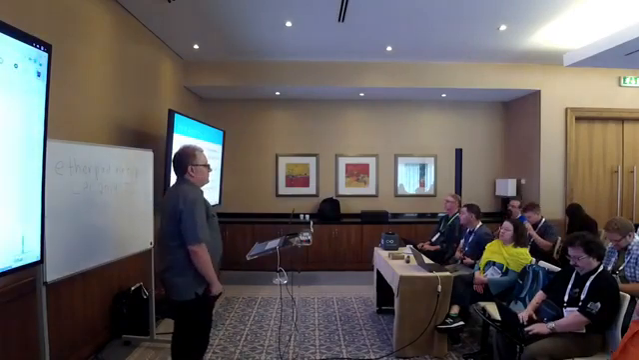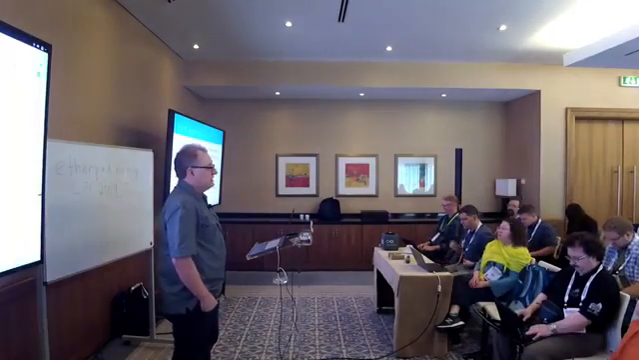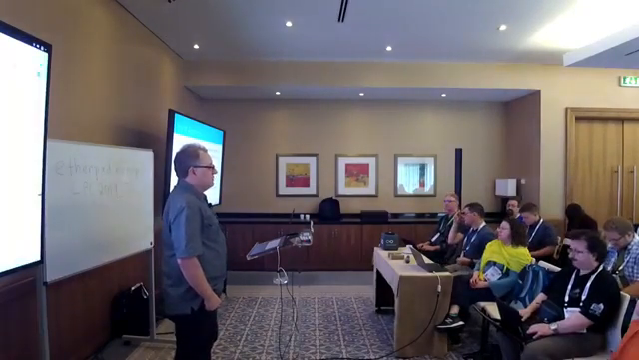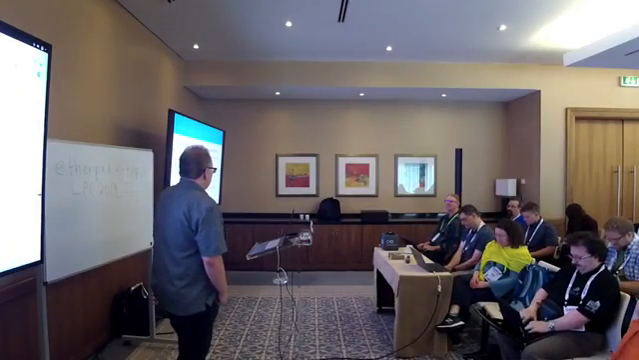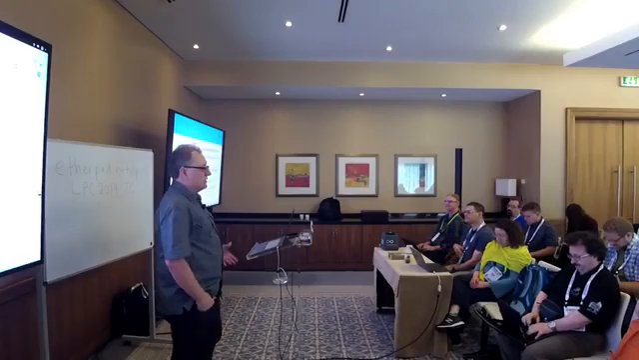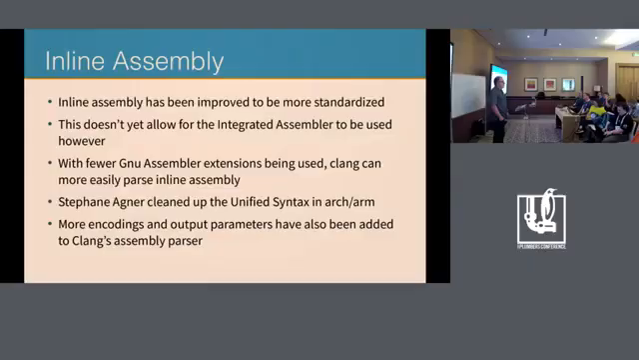And basically, the support for understanding assembly is something that is an ongoing affair, and certainly different encodings and output parameters and so on have been added to Clang's support of inline assembly over the years, and so that's taking us closer and closer to the point of being able to enable the integrated assembler.